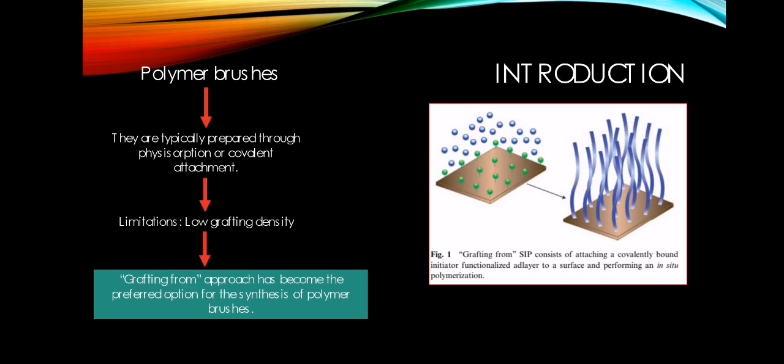As a result of these limitations, the grafting from approach has become the preferred option for the synthesis of polymer brushes. This approach uses a surface immobilized initiator layer and subsequent in situ polymerization to generate the polymer brush. This is referred to as surface initiated polymerization or SIP.